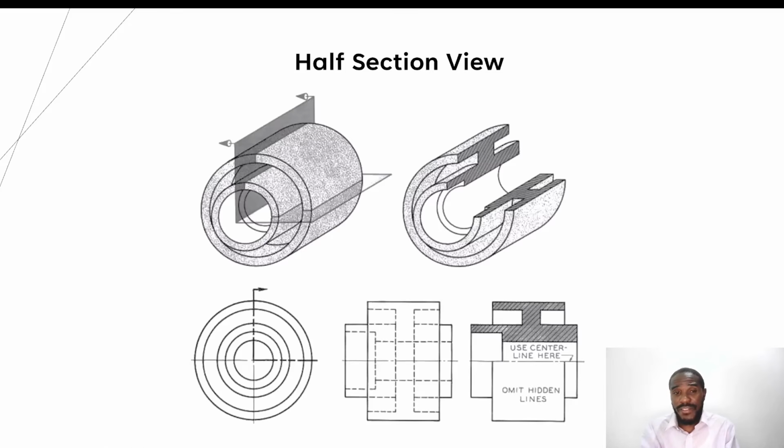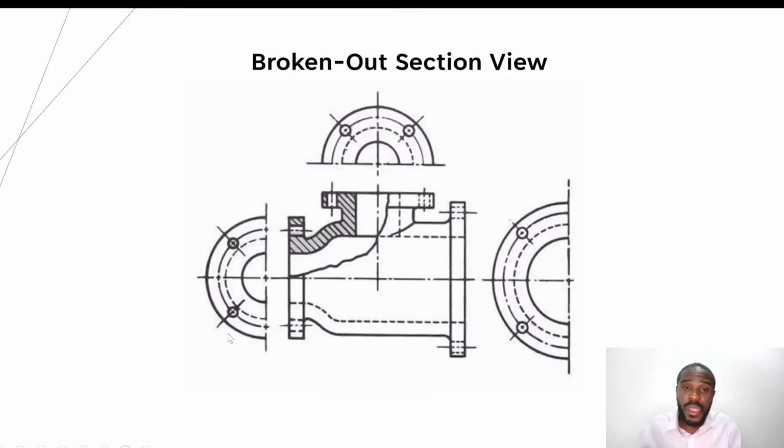Half section is where you have a cutting plane that does not go all the way through the object, or goes halfway, and so you are able to see the top half or bottom half of that object without seeing the second half of it, and how you indicate that on the two-dimensional drawing has been indicated here. And then you have the broken out section view.